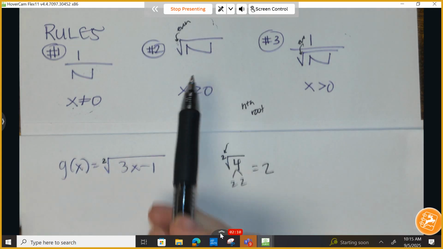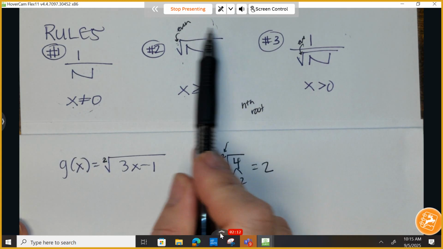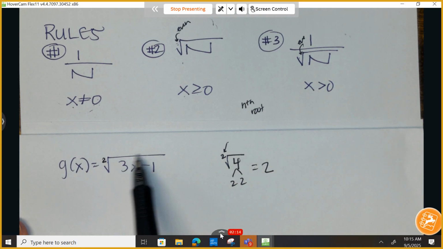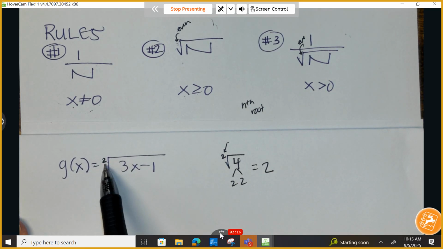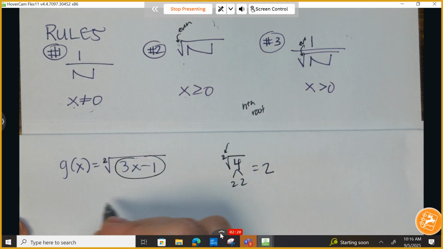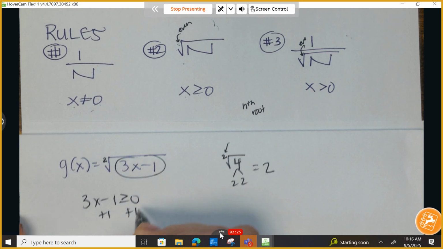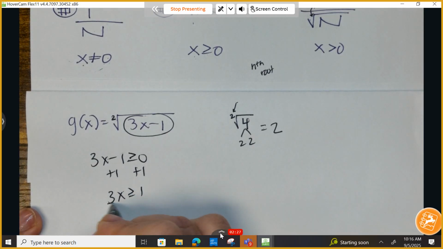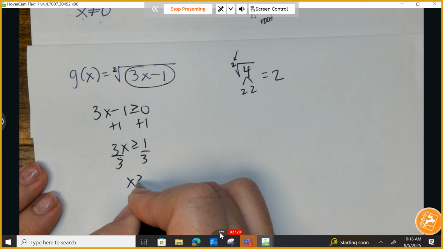So I'm going to apply Rule 2. Now, why am I choosing Rule 2 instead of Rule 3? Because this radical with an nth root of 2 is not in the denominator. How do I apply it? This quantity has to be greater than or equal to 0. Add 1 to both sides. I divide by 3.